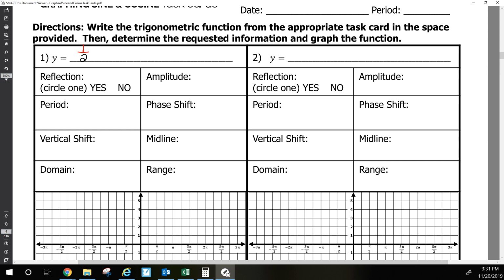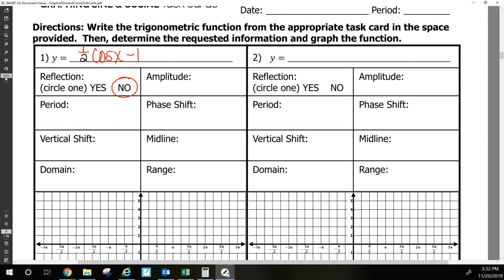So task card 1 said y equals 1/2 cosine x minus 1. All right, does this one have a reflection? No. Where would we find the reflection in our equation? Right here in front of the whole equation. There's no negative sign here, so we do not have a reflection.